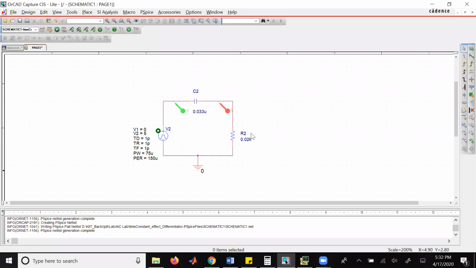So the conclusion: this time constant basically decides whether the circuit is going to behave as a differentiator or normal filter circuit. So to make the circuit a differentiator, this time constant should be very small.